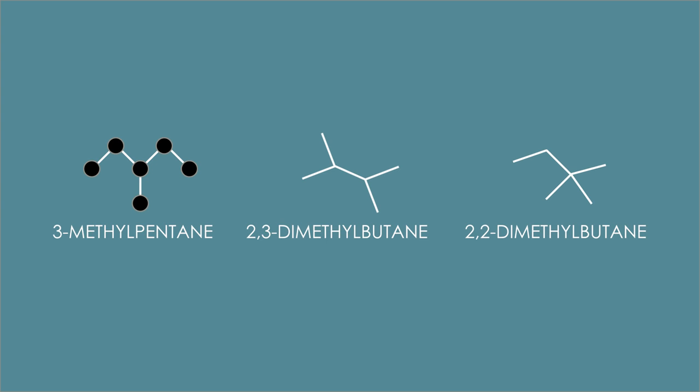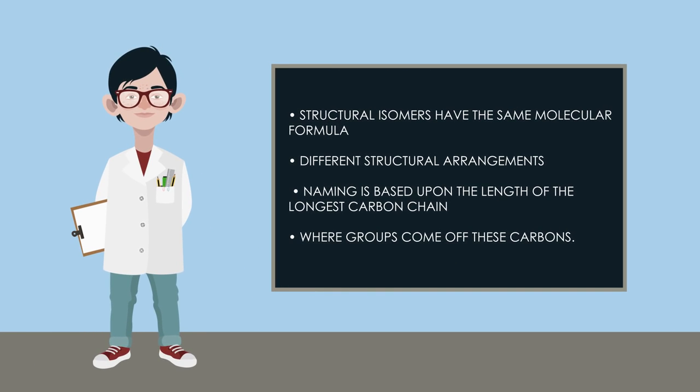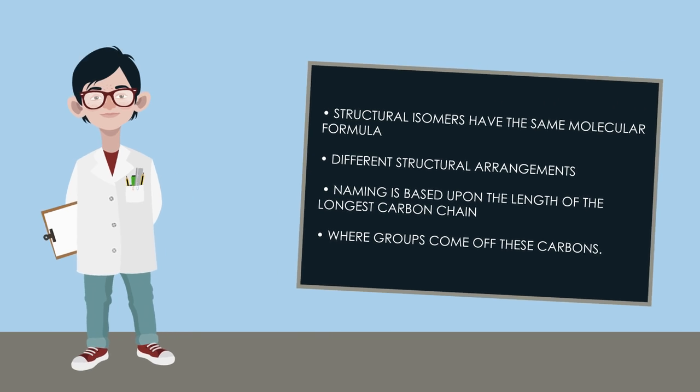And there are 2 more structural isomers based on butane with only 4 carbon atoms in the longest chain, 2,3-dimethylbutane and 2,2-dimethylbutane. So from this video you should know that structural isomers have the same molecular formula but different structural arrangement, and that naming is based on the length of the longest carbon chain and on where the groups come off this chain.